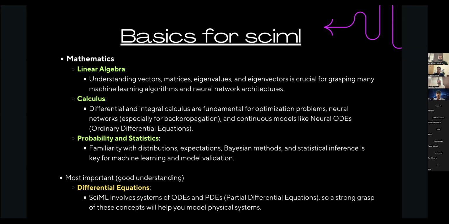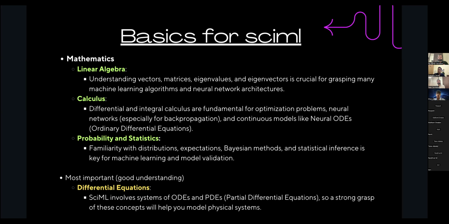And optimization problems are the heart and soul of most training of neural networks. Calculus plays a big role in continuous models like even neural ODEs and UDEs, where we need to calculate changes over time in order to generate the lowest loss. Another important area is probability and statistics. Being familiar with distributions, expectations, Bayesian models, and statistical inference is useful for many machine learning models. And these concepts help us understand uncertainty, model validation, and how well our models are performing.